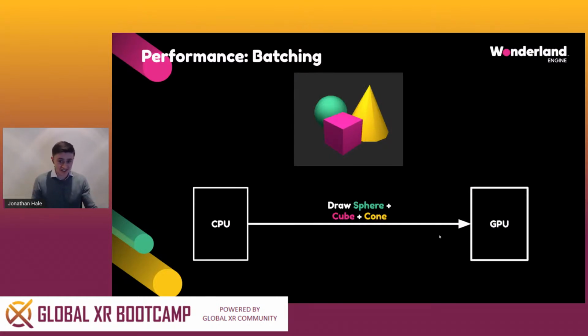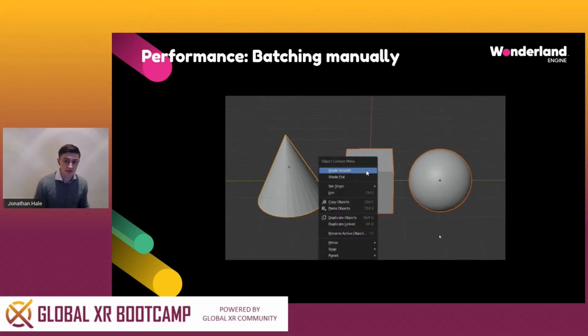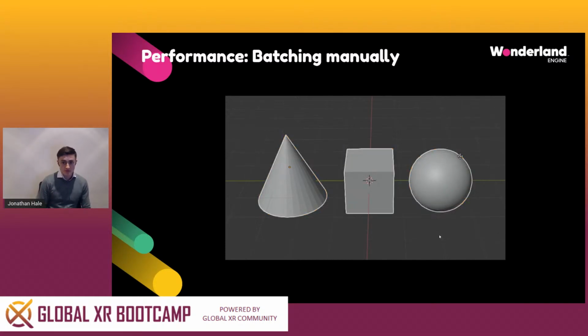On a high level, it looks like this. You just say, draw the sphere and the cube and the cone. But in practice, this is a little bit more complicated. You can do it manually, like in Blender, for example. You can just select multiple objects, then right-click and join.